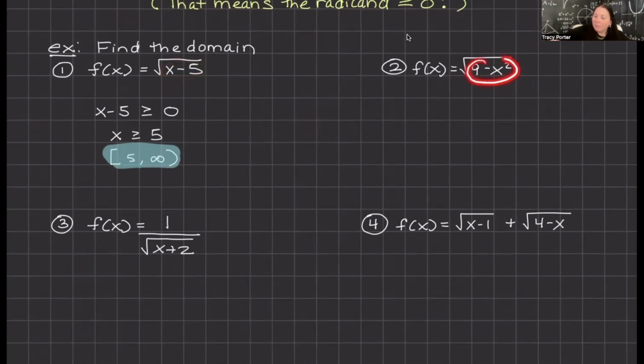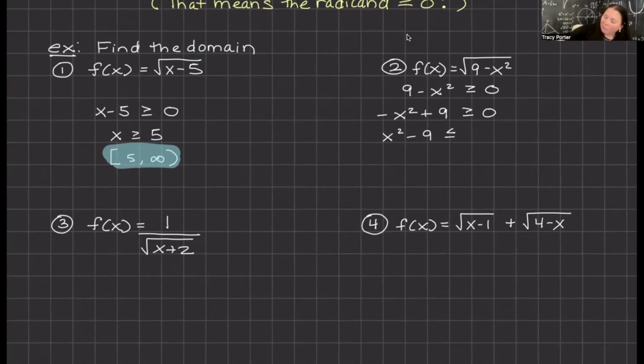The same concept is going to go for all of these. They just present a little differently. For example, with this one, we want to solve when 9 minus x squared is greater than or equal to 0. This is a quadratic inequality. We can rewrite it and put it in standard form, and if you divide everything by a negative, we flip the sign. And so it would look like that.